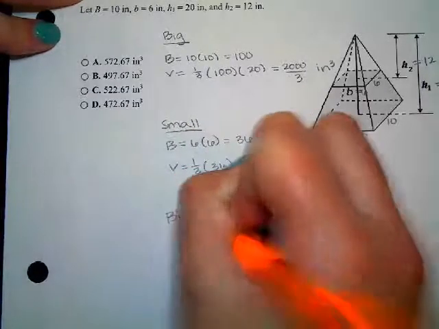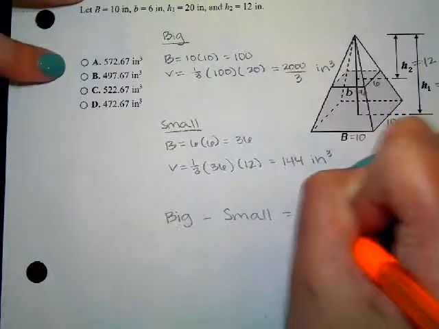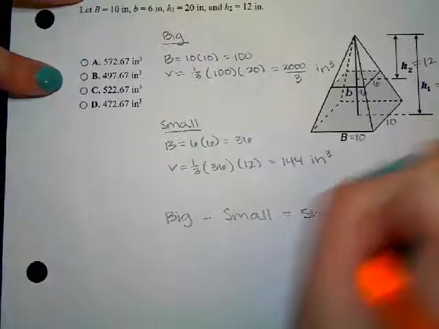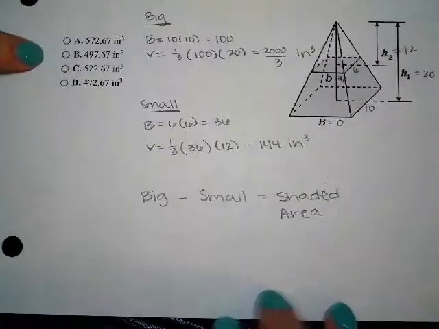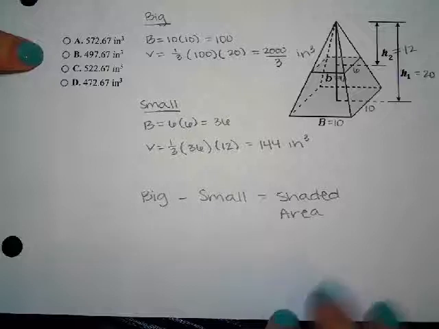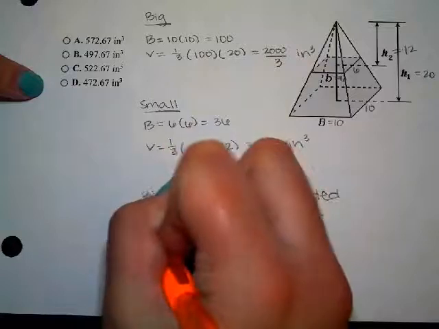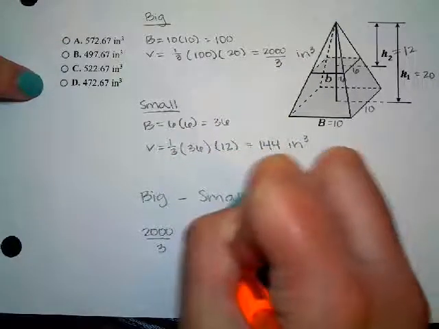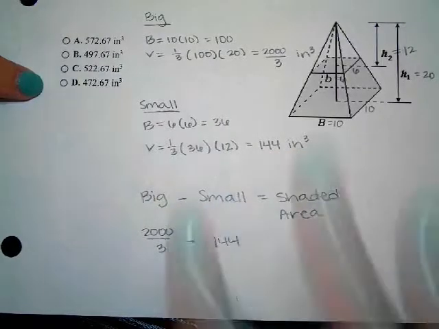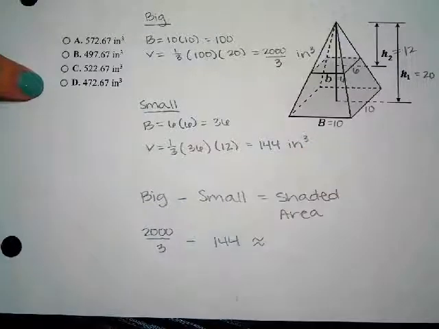shaded area. And I'm just writing this part because these are my notes, and I want to make sure that if I have to come back and look at my notes for something, I understand what I did. So now I can do 2,000 thirds minus 144. And the answers are written as a decimal, so I'm going to write my answer as a decimal when I do this. I'm doing the calculations off screen so that you can't use me as your calculator.